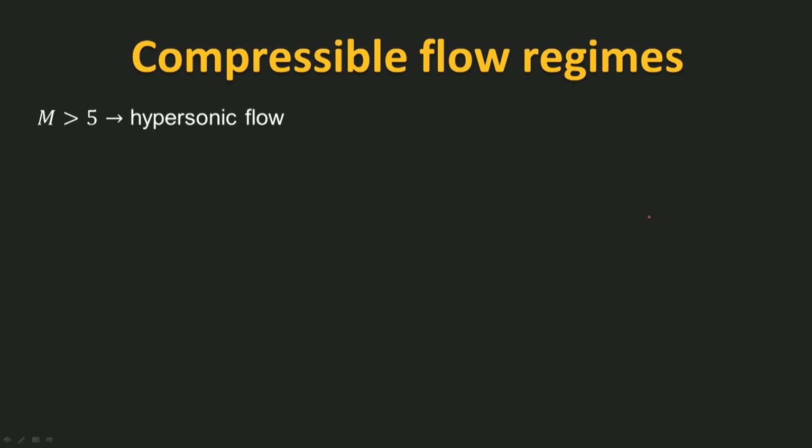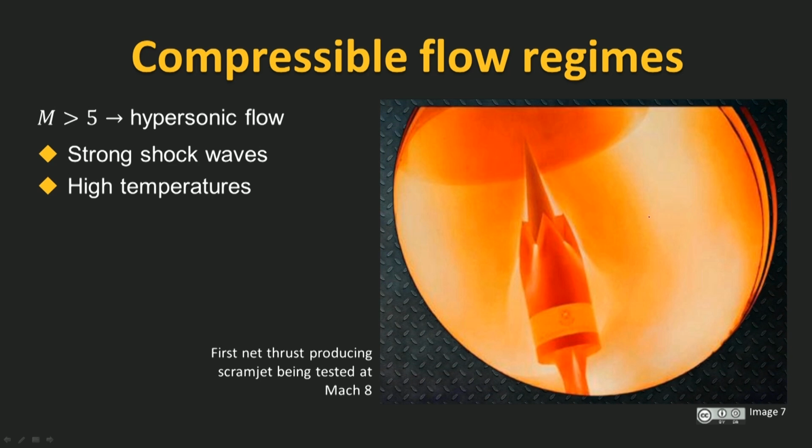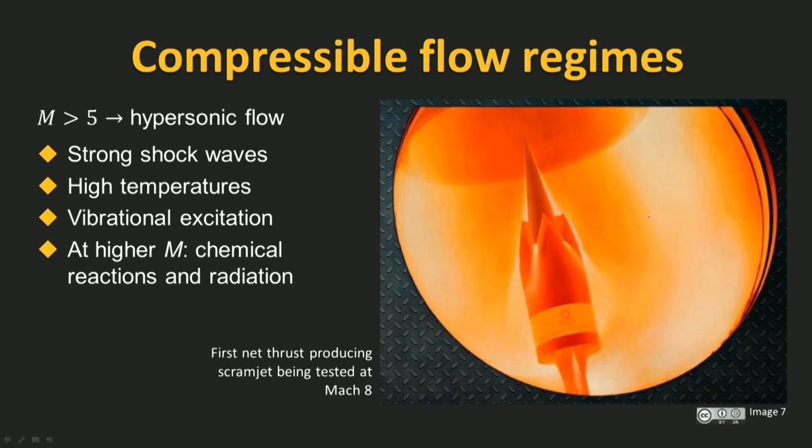Finally, beyond Mach 5, the flow becomes hypersonic. The shock waves become strong, resulting in high gas temperatures. Initially, this causes the individual molecules to begin to vibrate, which changes the gas properties. At higher Mach numbers still, chemical reactions become important, as does radiation. This image shows the shock tunnel test of the first scramjet to produce net thrust. It's at Mach 8. The shock waves are visible due to the air being hot enough to be luminous.